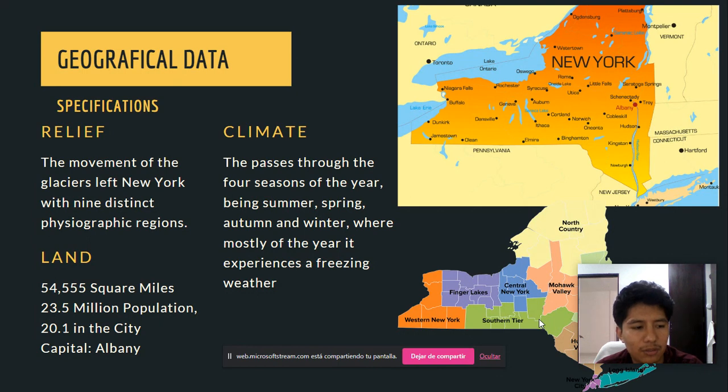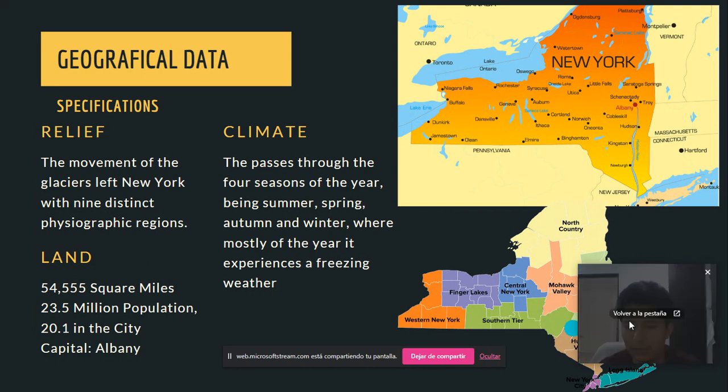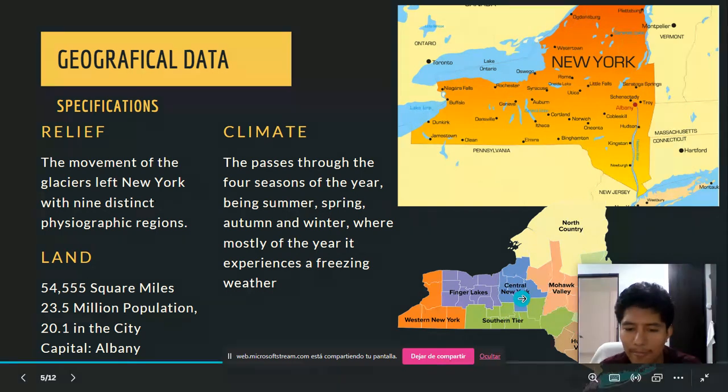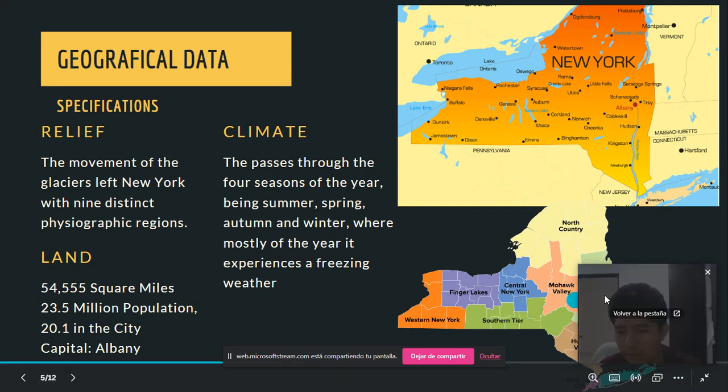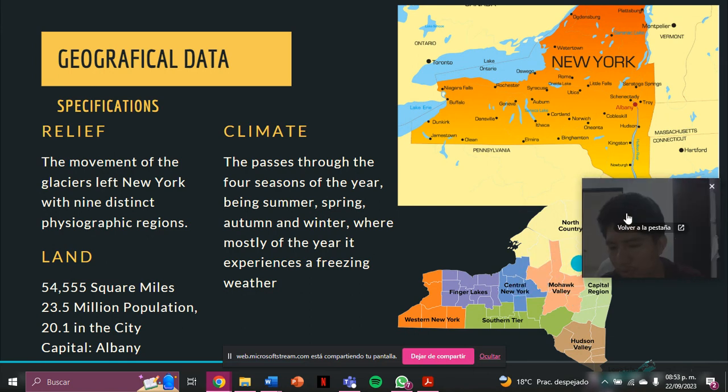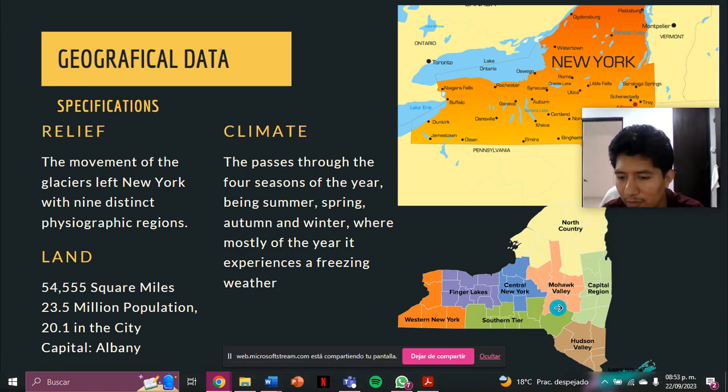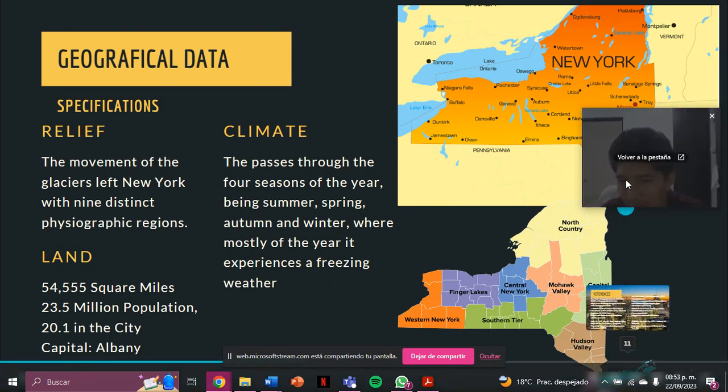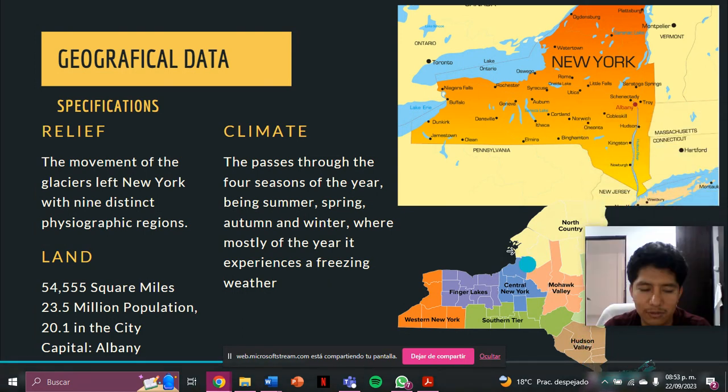Moving forward to the geographical data, we have some specifications of the land, like the relief, in which the movements of the glaciers left New York with nine distinct physiographic regions. That is right here in the image. That is Western New York, Finger Lake, South Frontier, Central New York, Mohawk Valley, North County, Capital Region, Hudson Valley, Long Island, and the city, New York. Well, New York City.